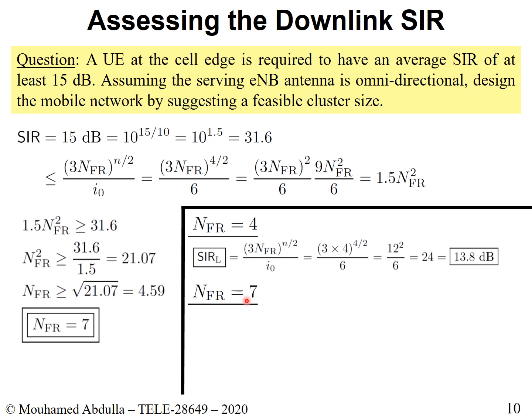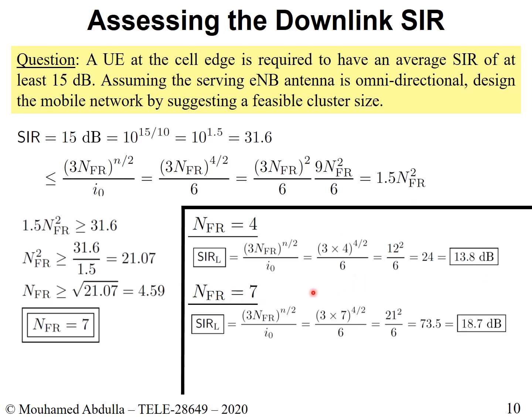If you use an NFR, so a cluster size of 7, and you put it in the equation, you'll find an SIR of 18.7. And this is good. This is certainly bigger than 15, so receiving this should be fine on your device, right? So this is what you want. In other words, this is a correct answer. There is nothing wrong with it. We just did this as a way to reassure you of why we picked 7 as opposed to 4.